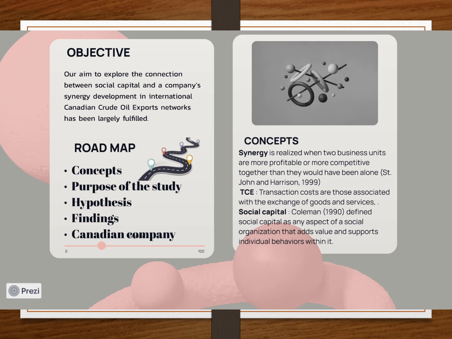Going further, we will talk about the concepts that are involved in the study. We briefly explain the concepts of the study. In the following, we go through the purpose of the study, and next we explain the hypothesis and the findings of the paper. Finally, based on these findings, we give suggestions on how Canadian crude oil exports, as our example, can use this information to expand or maintain their operation on an international level. This is the gist of the roadmap that we told you. Going forward, we will also talk about the concepts one by one.